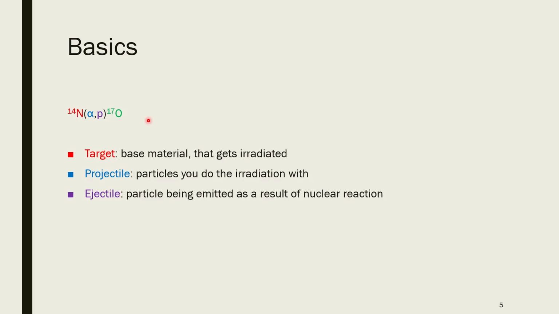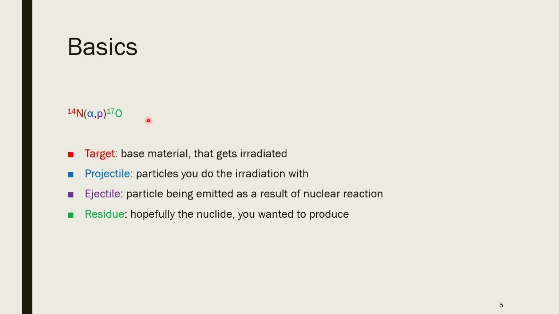Sometimes it can be a photon, for example, the n-gamma reaction. And in this case, it's a proton. We call this proton, in this case, the ejectile. Most of the time, it's just any particle that we do not further care about because we wanted to produce the residue, which is most of the time the radionuclide that you actually wanted to produce. In this case, it's oxygen-17.